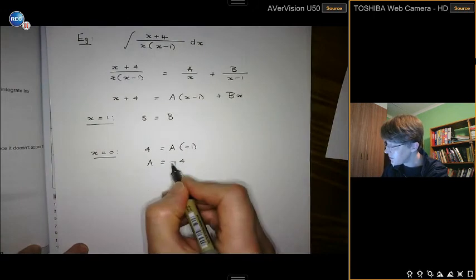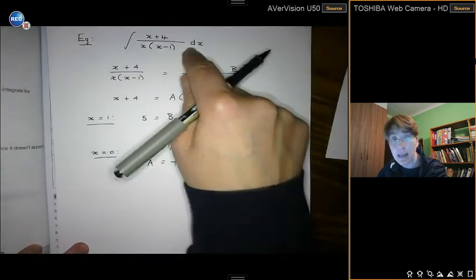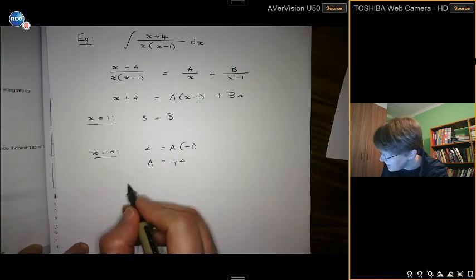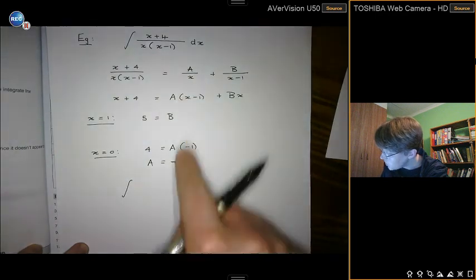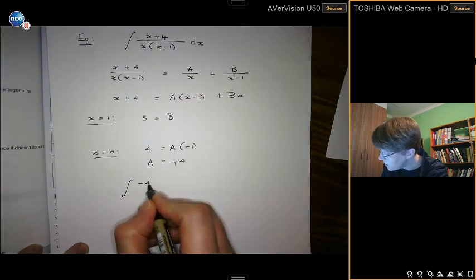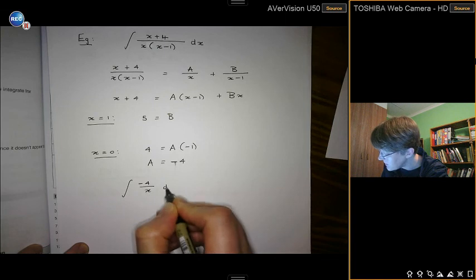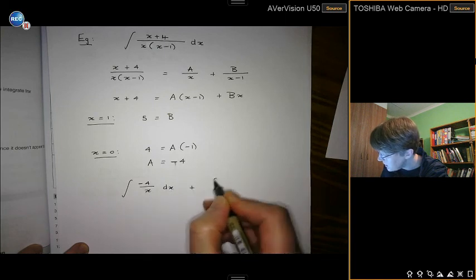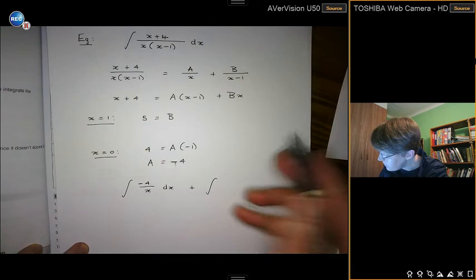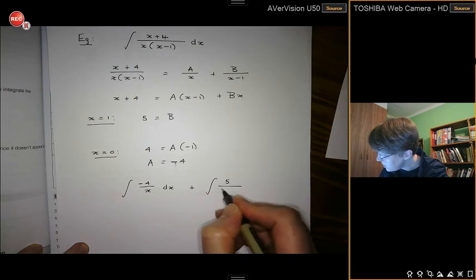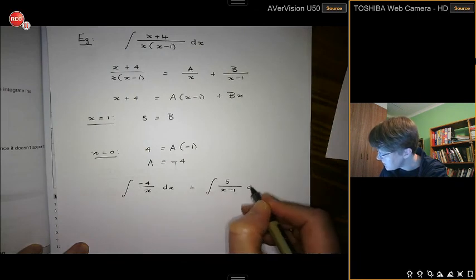So that means I can then go and rewrite this particular integral. I can say it's then the integral of a, which is minus 4 over x dx, plus b, which is 5 over x minus 1 dx.